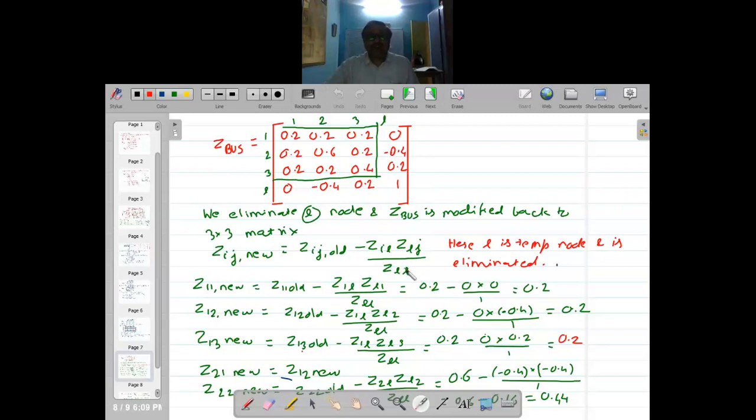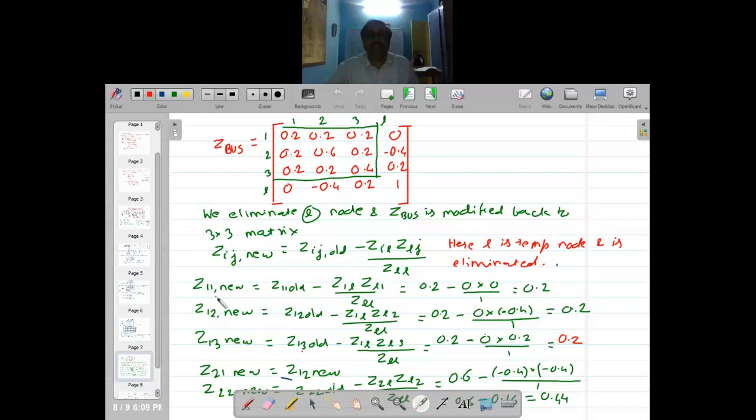Whatever is the old value minus ZIL into ZLJ divided by ZLL. So Z11 new is equal to Z11 old minus Z1L into ZL1 divided by ZLL. I is equal to 1, J is equal to 1. ZLL is anyway 1 here always. So it is 0.2 minus 0 into 0 divided by 1, which is 0.2.